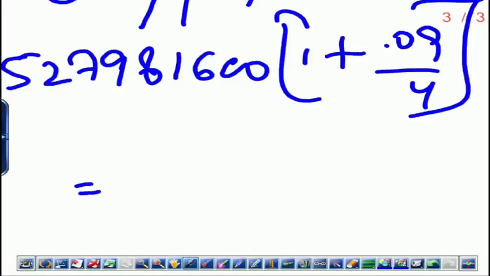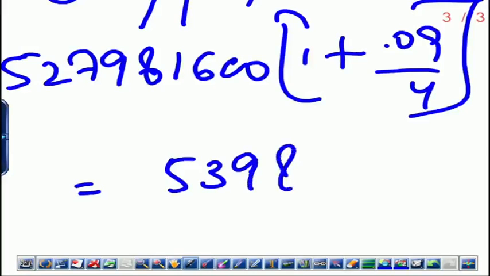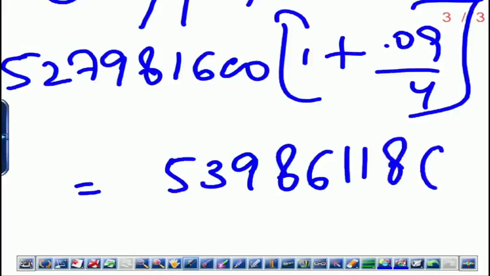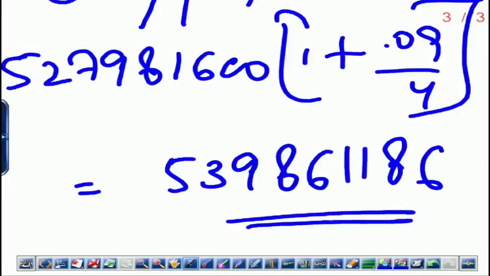52,79,816,00 we borrowed today at 9%. So we have to repay 53,98,611,86. This is the rupee outflow. 53,98,611,86. Rupee outflow after 90 days under alternative 1.